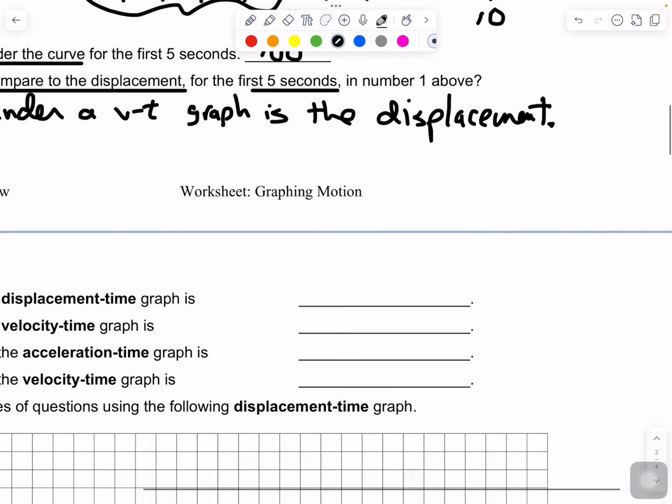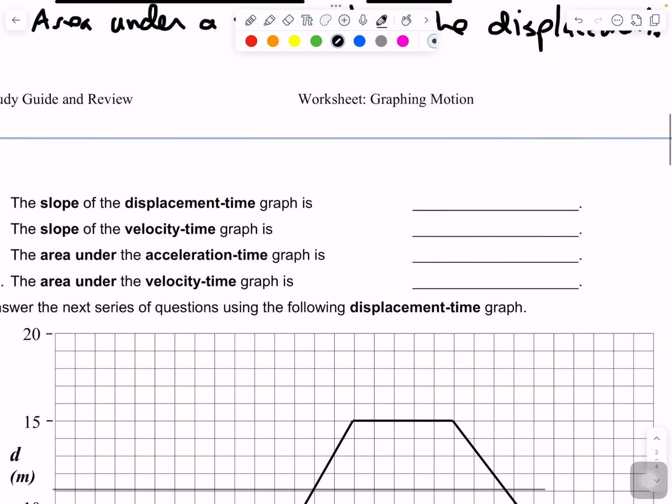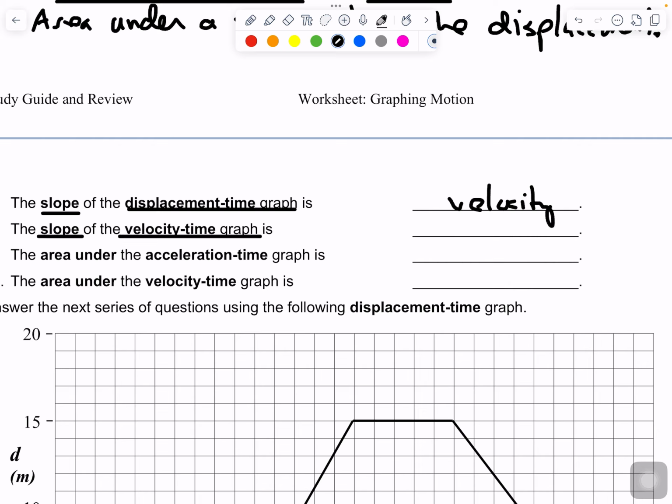Okay, so if we summarize, now 3 of these are summarizations, one of them is a new introduction, but if we go to slope of a displacement time graph, you get the velocity. If you take the slope of a velocity time graph, well, that gives you acceleration. We're going to get into that one in a little bit.